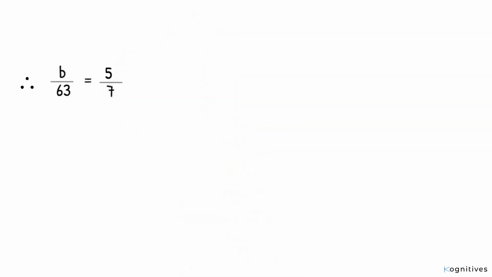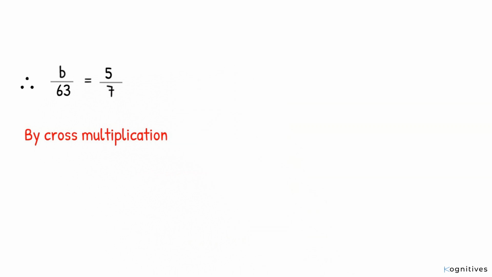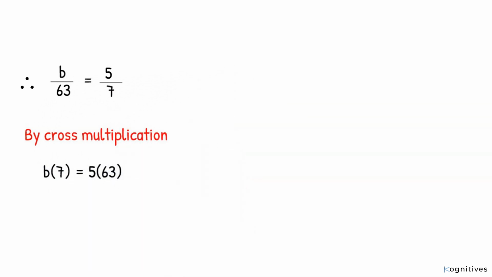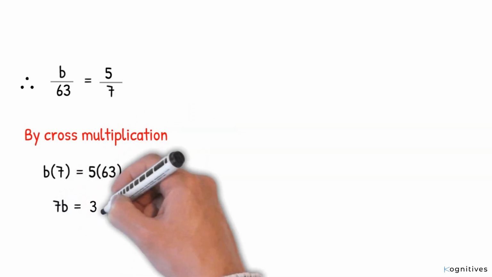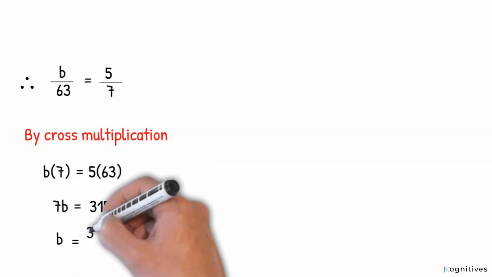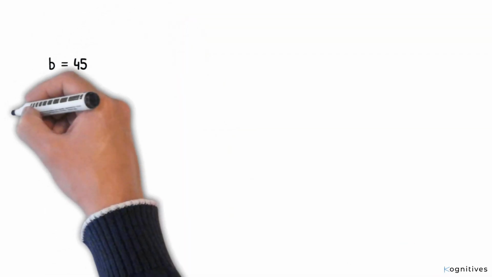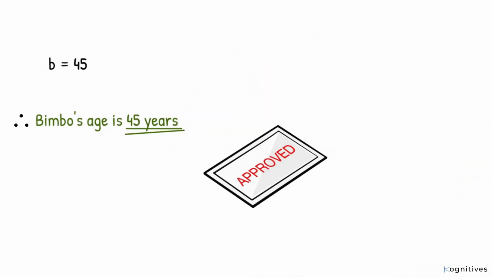Recall earlier we said ratio also means division sign. Therefore, by cross multiplication, we have B bracket 7 equals 5 bracket 63. That gives me 7B equals 315. Therefore, B equals 315 over 7, which makes B equal to 45. Therefore, Bimbo's age is 45 years.